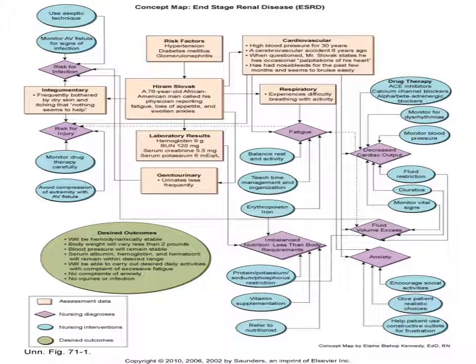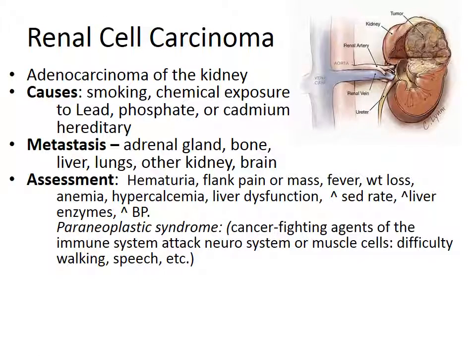This is a concept map of end-stage renal disease, and you will be able to review this on your own. Renal cell carcinoma. Renal cell carcinoma is often the adenocarcinoma of the kidney. Causes are smoking, chemical exposure to lead, phosphate, or cadmium, and hereditary.